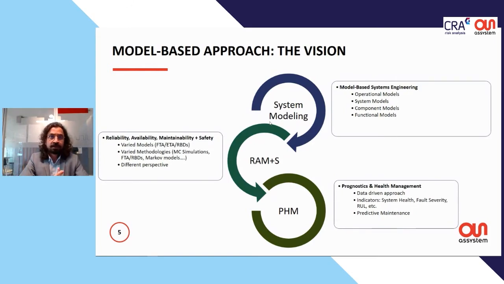And within RAMS, there are a lot of different kinds of analytical methodologies and modeling methodologies. The perspective of the RAMS is different from the system modeling part. And then eventually we have prognostics and health management, which is a data-driven approach. And I will be talking about all these three approaches in a very brief manner.